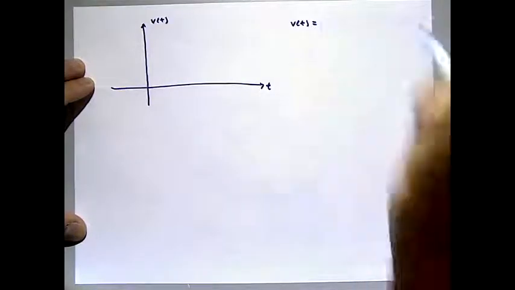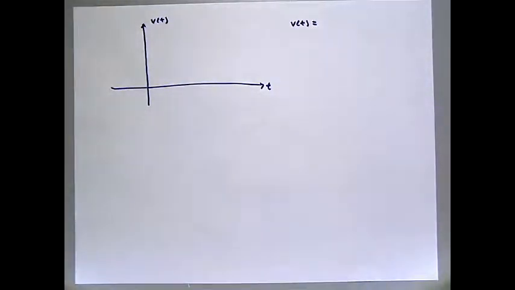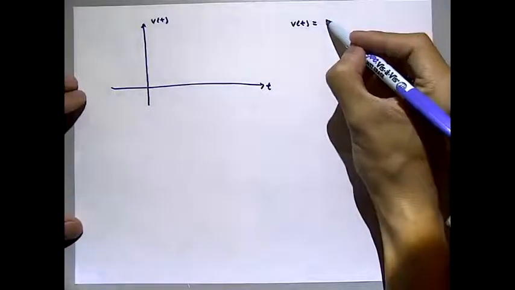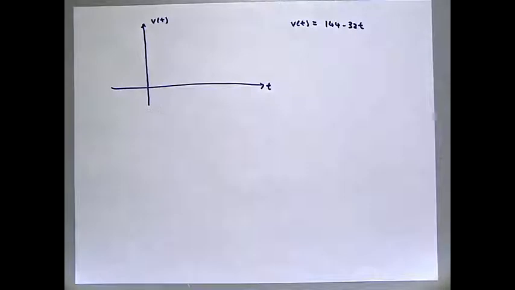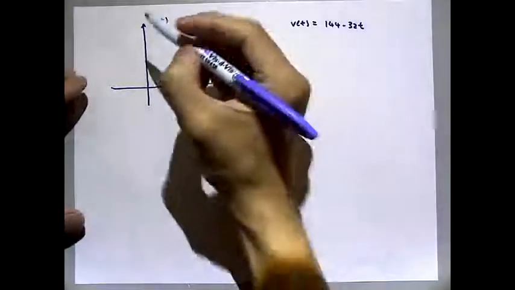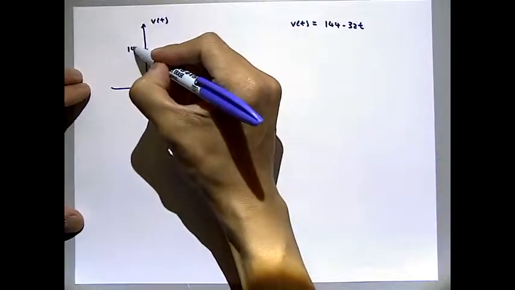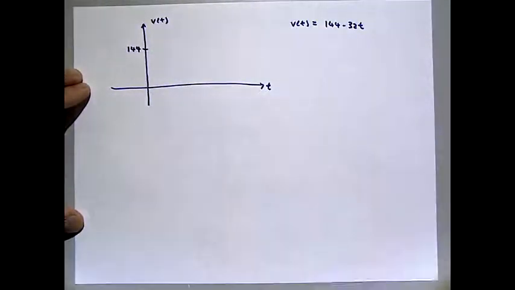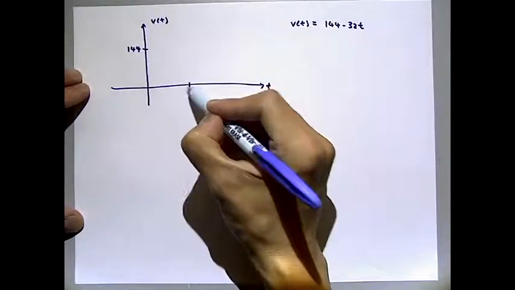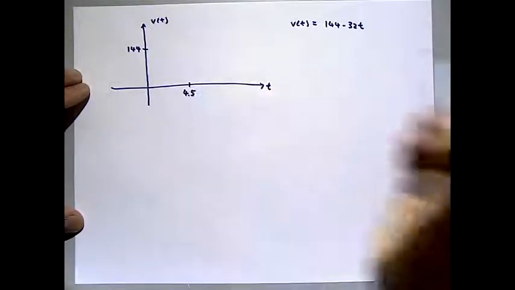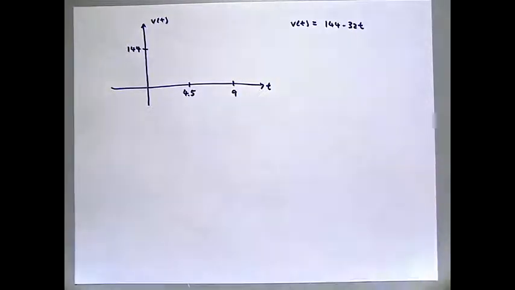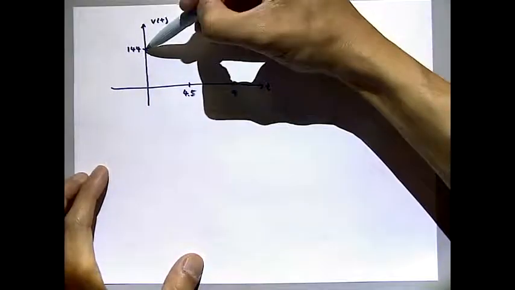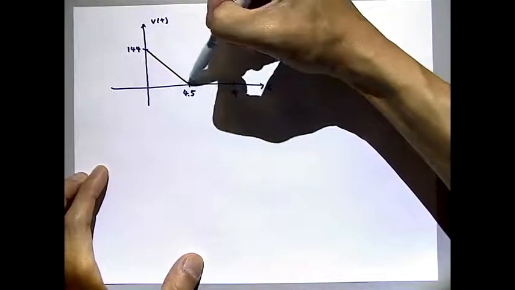I'll write down the velocity equation from the last page. 144 minus 32t, and this is of course a straight line with a y-intercept at 144. And remember, it reaches 0 at 4.5 for t, and then 9 is when this entire thing stops being interesting, when it comes back to the ground.